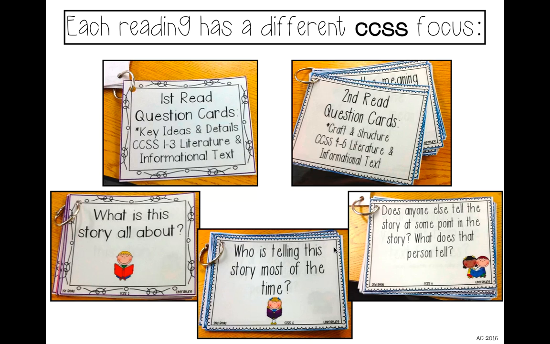So for each reading, what I do is I have all my little question cards here on little binder rings, and this has made my life so much easier when planning close reading lessons, because I just grab first read, second read, third read, my little binder rings, and I go through and look at a story, read through it, and think about, okay, for the first read, I really want them to focus on this question. Oh, this story has a lot of characters who are different characters talking throughout the story. So for the second read, I'm going to focus on either who's telling the story most of the time, or what does the other person tell if there's anyone else telling the story.